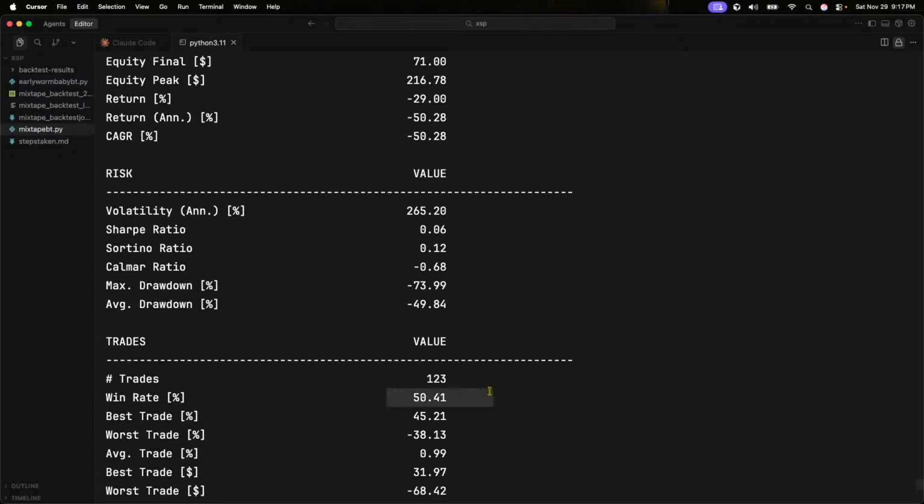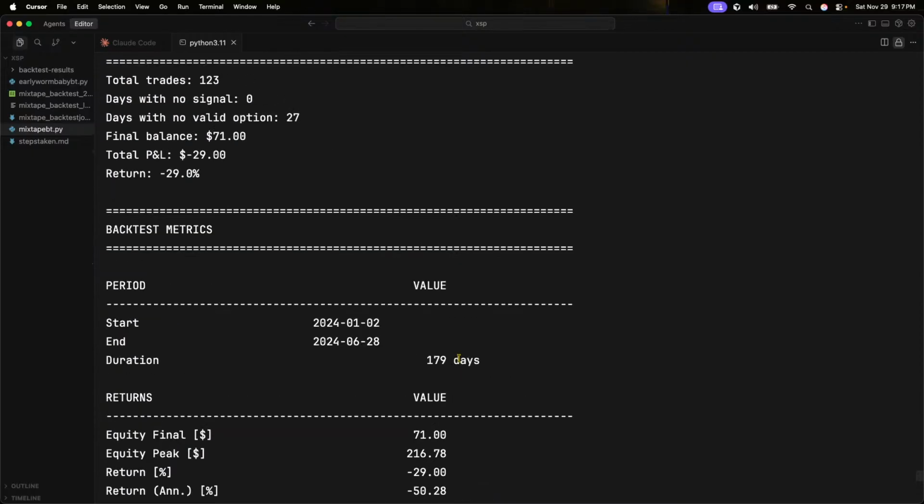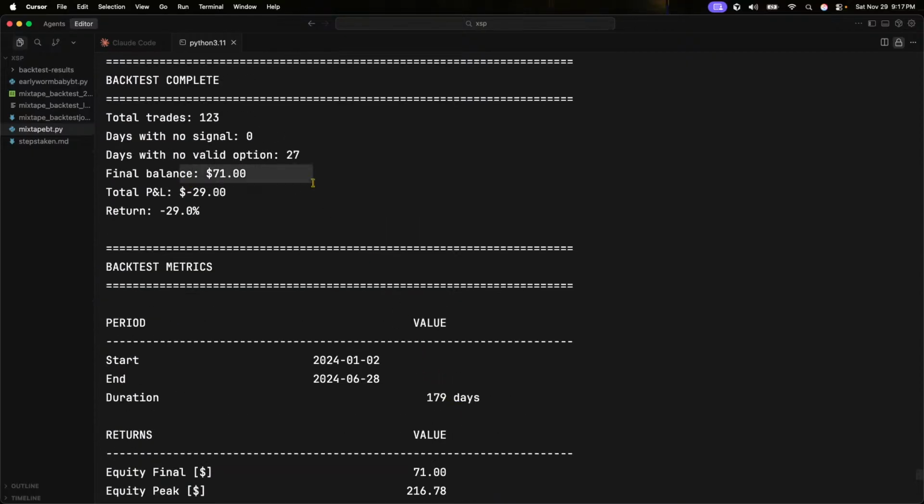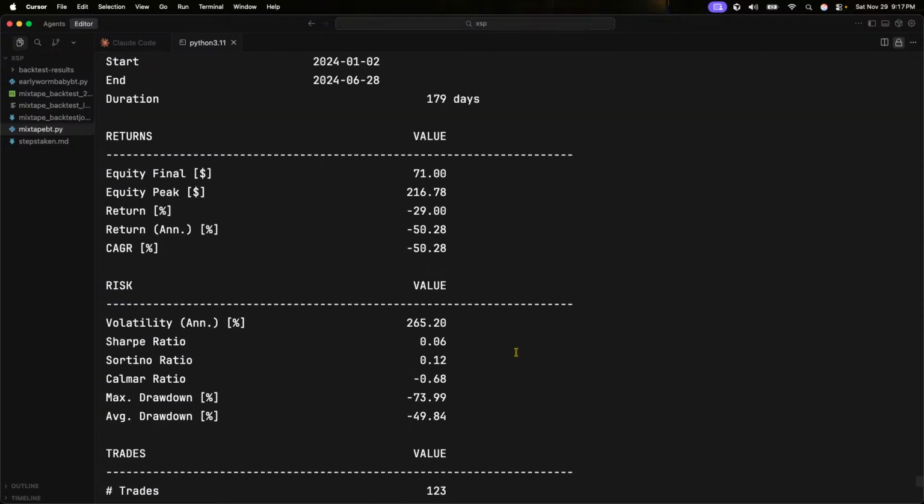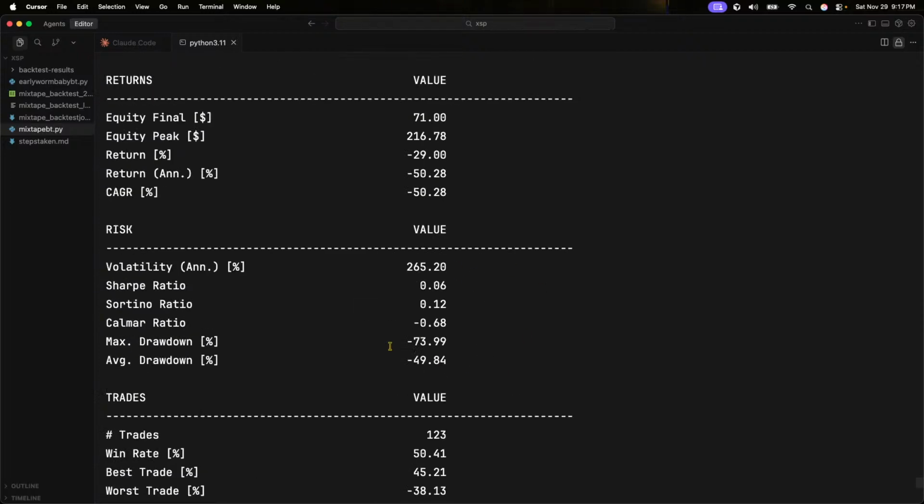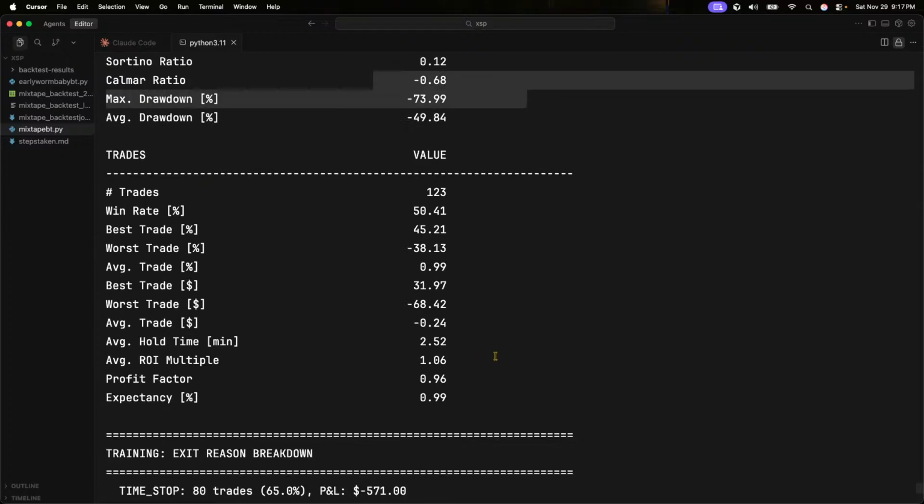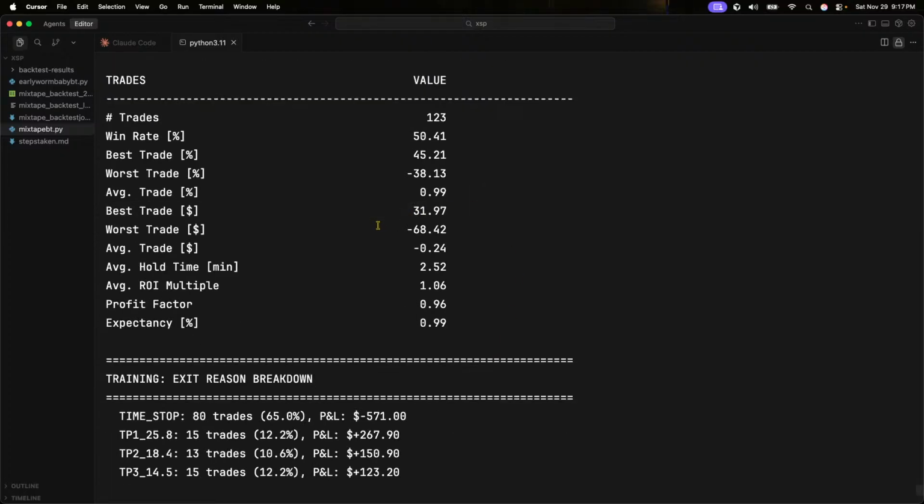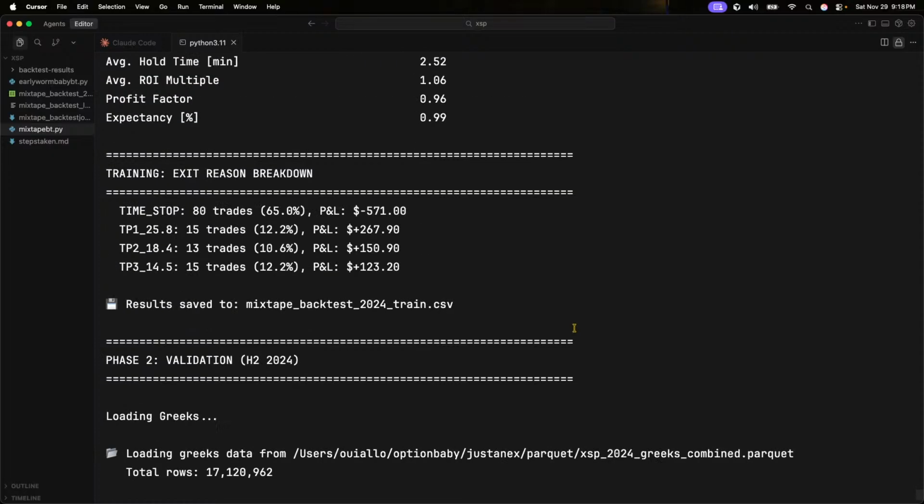It's kind of deceiving, right? You're looking at a 50% win rate. That's kind of like, look what it gave you, right? 50% win rate. It started at $100, but then it got down to 71. Our drawdown is 73. Still kind of bad. Best trade $31. Worst trade 68. So it's way underperforming. So let's check the back half of the year and let's see what we've done.